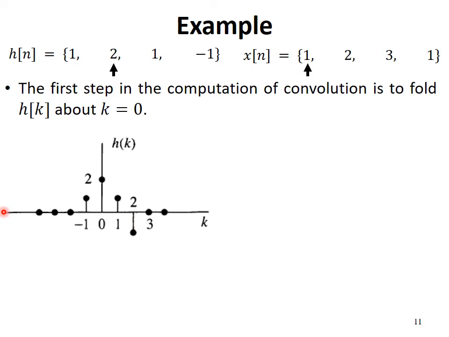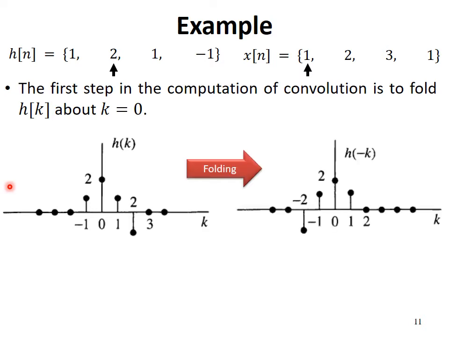Let us apply the time reversal property. Instead of h of k, find out h of minus k. So when you fold it, you will get this signal h of minus k, right? So it is folded around k equal to 0. So now this sample would be at minus 2, this would be at minus 1, 0 would be at 0, and this would be at plus 1, right? So now h of k is folded around k equal to 0. If we want to write down the sequence, h of minus k would be simply minus 1, 1, 2 and 1.